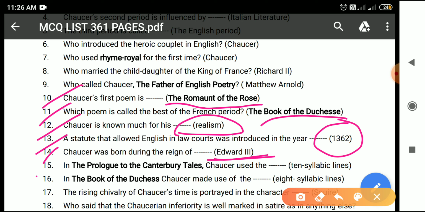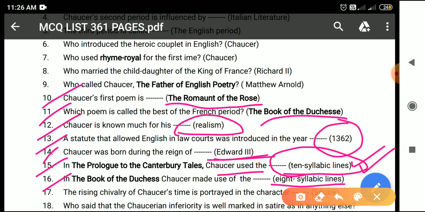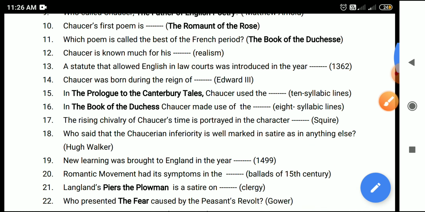Okay. In Prologue to the Canterbury Tales, Chaucer used 10-syllabic lines. Number 16. The Book of the Duchess. In the Book of the Duchess, Chaucer made use of 8-syllabic lines. Okay. So 10-syllabic lines were used in the Prologue to the Canterbury Tales, and in the Book of the Duchess he used 8-syllabic lines.